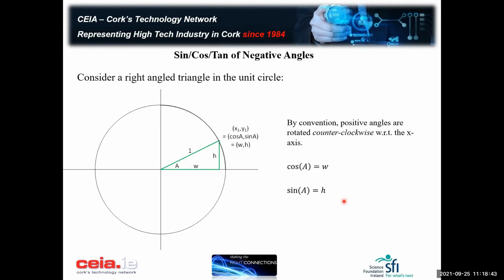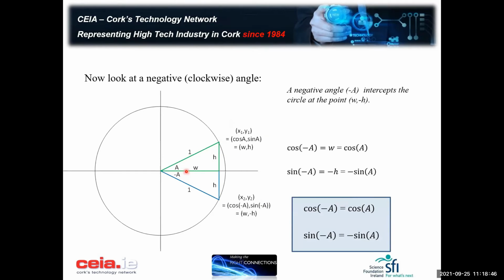So what do we mean by a negative angle then? We mean one that's clockwise from the x-axis. So I've drawn in the negative angle minus A here, rotated clockwise from this x-axis. And it's a similar situation. The opposite to the angle is this distance h, and the adjacent is the distance w. Now the adjacent is still in the same direction. The opposite h is now going down below the axis. So the y coordinate, y2 here, is negative. It's minus h.